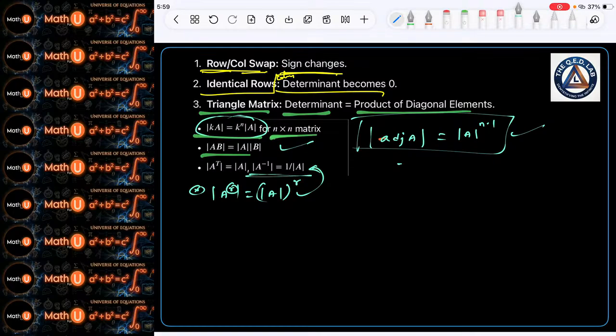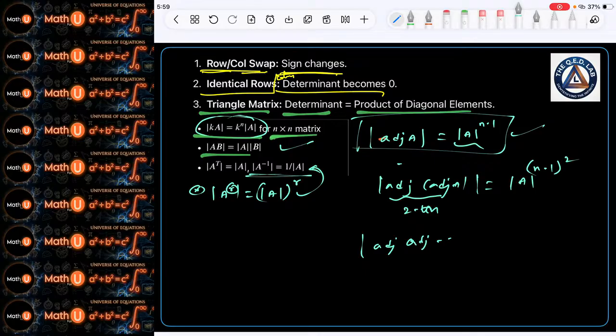And there are some other properties: determinant of adjoint of adjoint of A is equal to the same formula, determinant of A power n minus 1, but since adjoint is repeated 2 times, for n minus 1 you take the square. If adjoint is repeated t times, same formula, determinant of A power of n minus 1, but for n minus 1 take power t. You should remember these formulas. These are very helpful formulas.